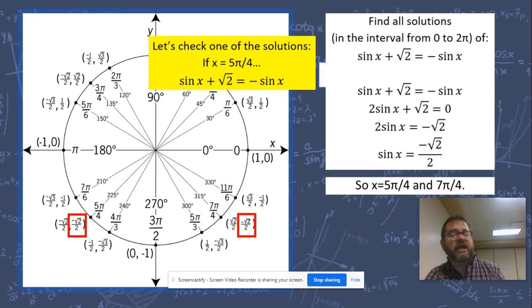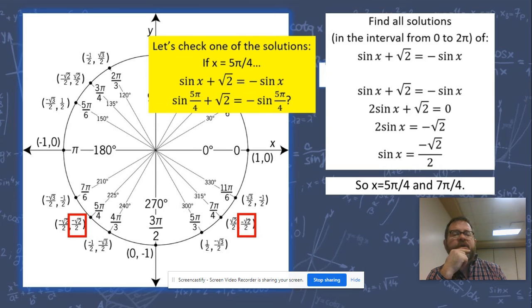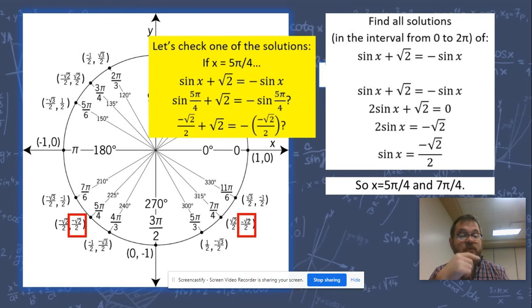And just because it's good practice, let's actually check one of our answers here. Let's take the answer that x was equal to 5π/4. All right, well then if this worked, the 2 sides of the equation in here in yellow should still be the same thing. So let's put 5π/4 in for x on both sides and see if that does actually match. Well, on the left-hand side, the sine of 5π/4 is negative square root of 2 over 2. Over there on the right-hand side, where it's minus the sine of this, well, what is the sine of it? Negative square root of 2 over 2.